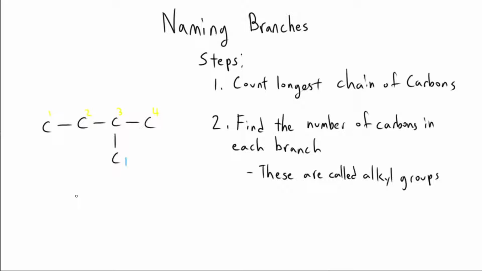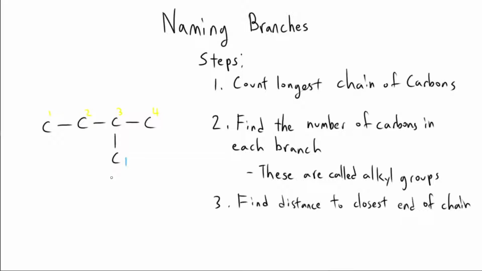When naming the alkyl groups, add the yl suffix to show it's a branch of the parent chain. So this would be methyl. Next, you want to find how many carbons the branch is from the end. You want to use the smallest number possible for this. So here it could be 1, 2, or it could be 1, 2, 3. So you want to use the lower number, which is 2.